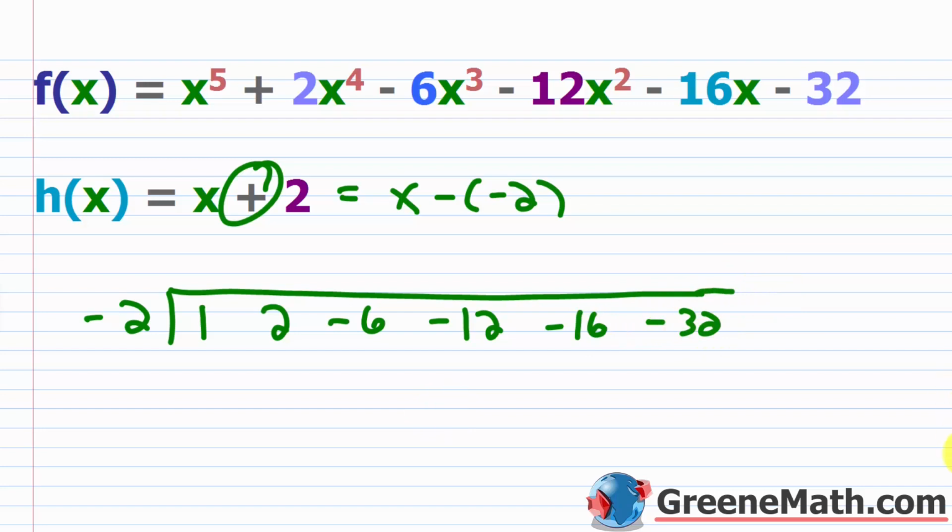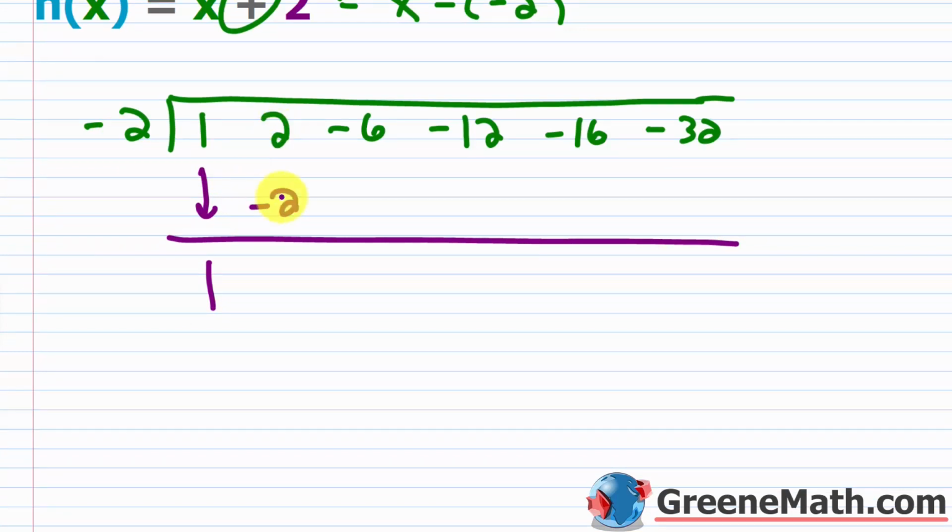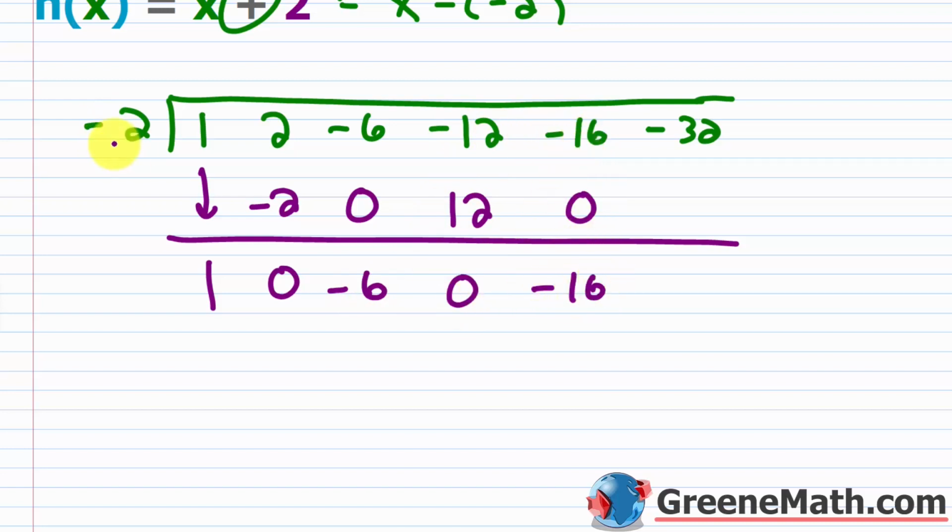So let's go ahead and scroll down a little bit. Okay, let's drop this and get started. So negative 2 times 1 is negative 2. 2 plus negative 2 is 0. Negative 2 times 0 is 0. Negative 6 plus 0 is negative 6. Negative 2 times negative 6 is 12. Negative 12 plus 12 is 0. Negative 2 times 0 is 0. Negative 16 plus 0 is negative 16. Negative 2 times negative 16 is going to be 32. Negative 32 plus 32 is 0.